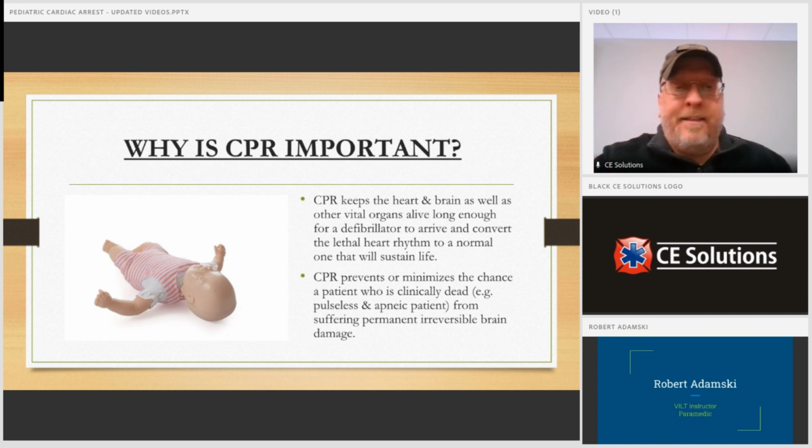And at the end of the day, CPR prevents or minimizes the chances of the patient you are working on, who is clinically dead, meaning pulseless and apneic, that they don't have a pulse and they're not breathing, from suffering permanent irreversible brain damage and becoming biologically dead, where we can't save them anymore. That is why CPR is so important, and that is why you guys need to pay attention for the next couple minutes, and why your CPR classes are so important.